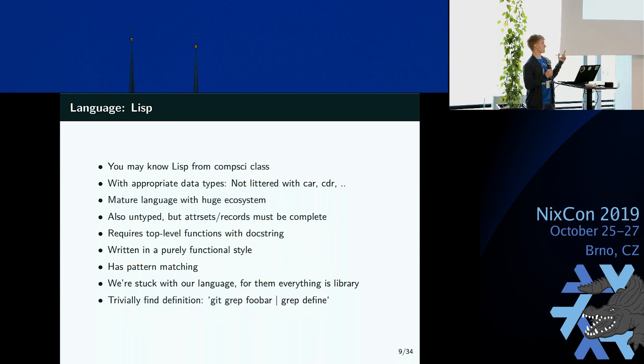One advantage that I found is that you can really easily find definitions. In Nix packages, I often have the problem, where is this Nix function defined, or where is this shell function defined? It's not easy to find, but with Lisp, you can just recursively search for the name and grep define, because define is always in the same line as the name. You can really easily find the definition without much structured searching, just grepping.